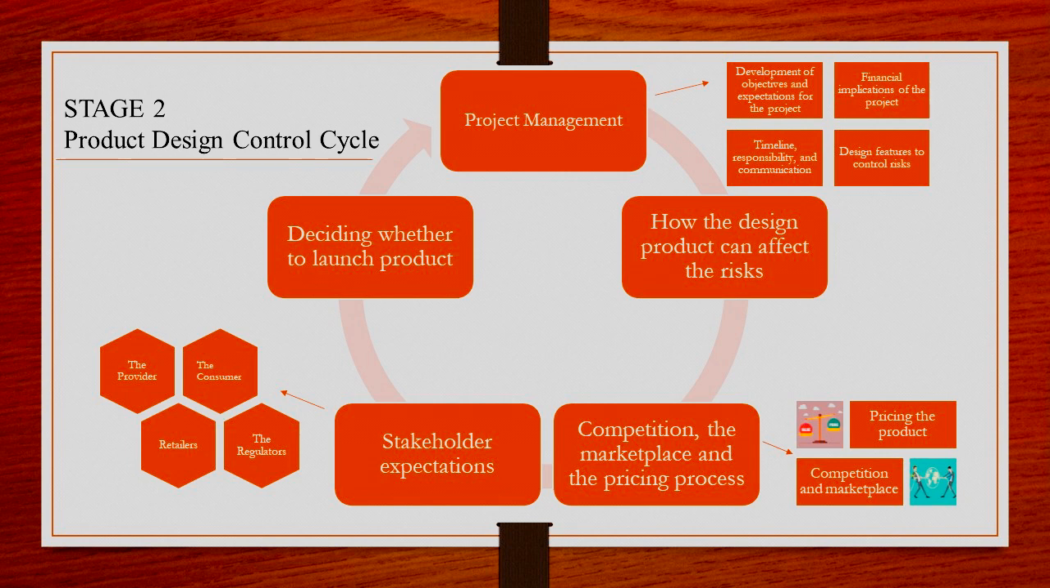Next is stakeholder expectations. In the product design process, the interests and expectations of the various stakeholders must be considered. Clearly, the provider designing the product and the potential consumer of the product will be stakeholders. In addition, there may be several other parties who have a direct or indirect interest in the product, such as retailers, who will make a profit by selling the product, and the regulators, who will be interested in the safety of the product. Lastly, deciding whether to launch the product.